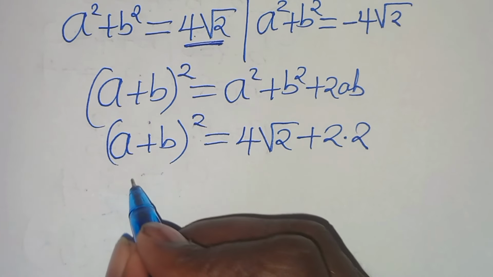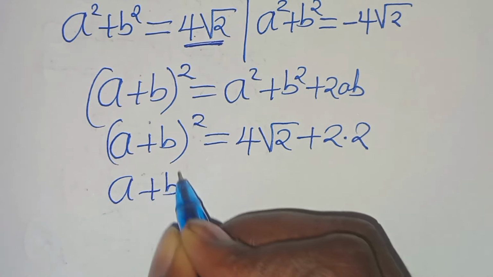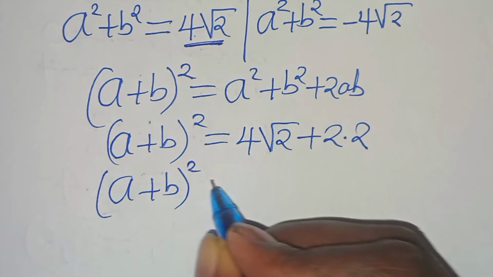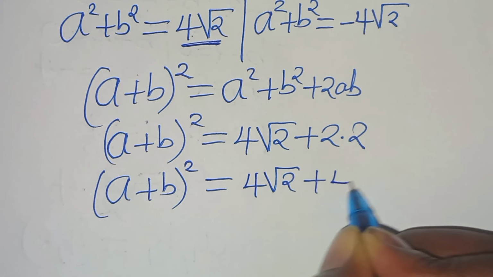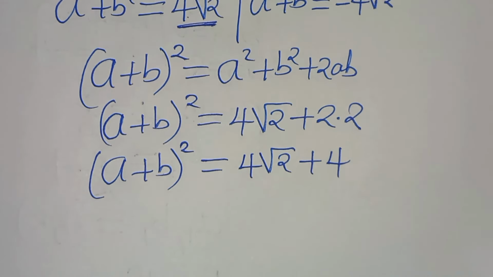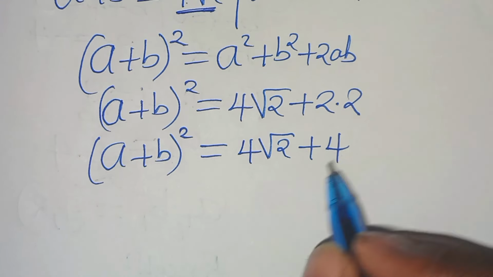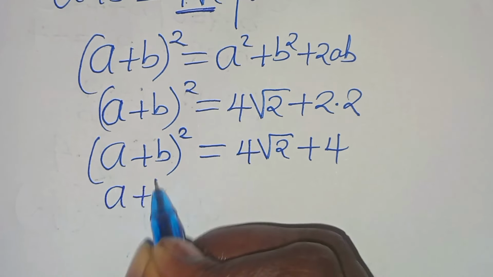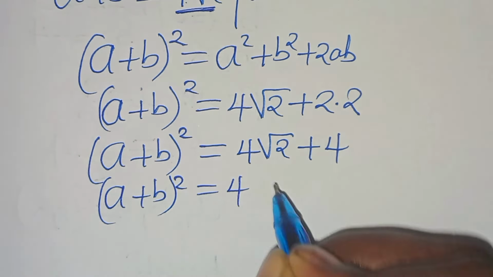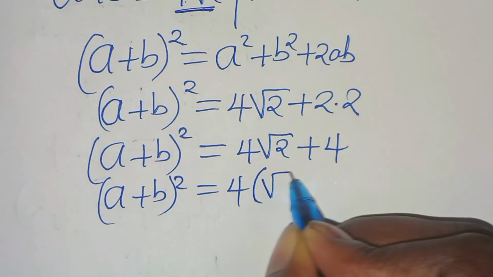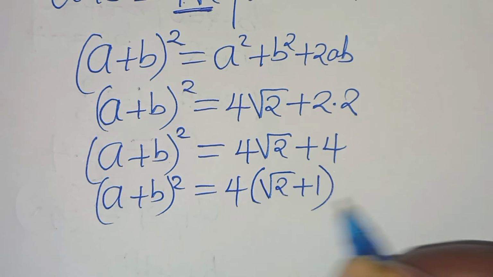So this implies we have (a plus b) raised to the power of 2 equal to 4 root 2 plus 2 times 2, which is 4. So 4 is common here, so we can factor out 4, so that now we have 4 into the parentheses, root 2 plus 1.